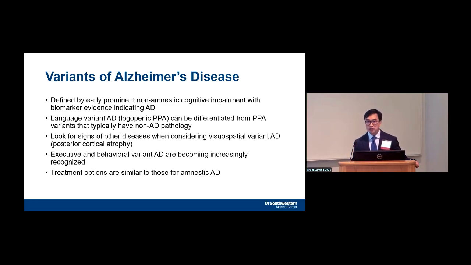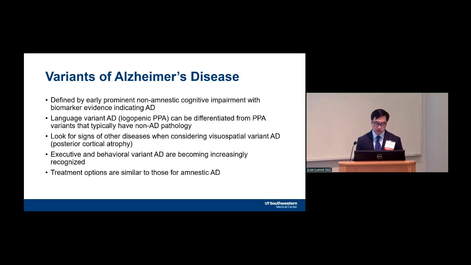The language variant of Alzheimer's disease, which we would call the logopenic variant of primary progressive aphasia, can be differentiated from those other PPA variants. Again, if you can remember, they have troubles with finding words. They still know what those words are. They know what the object is. They just can't find the words. And they also have impaired repetition. So those can be differentiated from the nonfluent and the semantic variants of primary progressive aphasia.